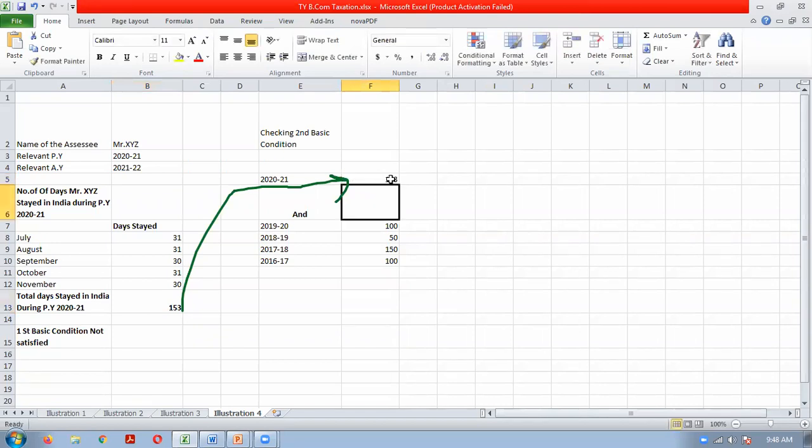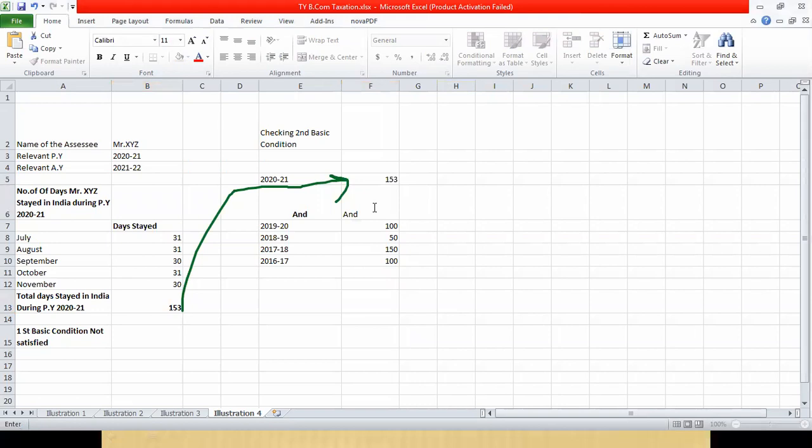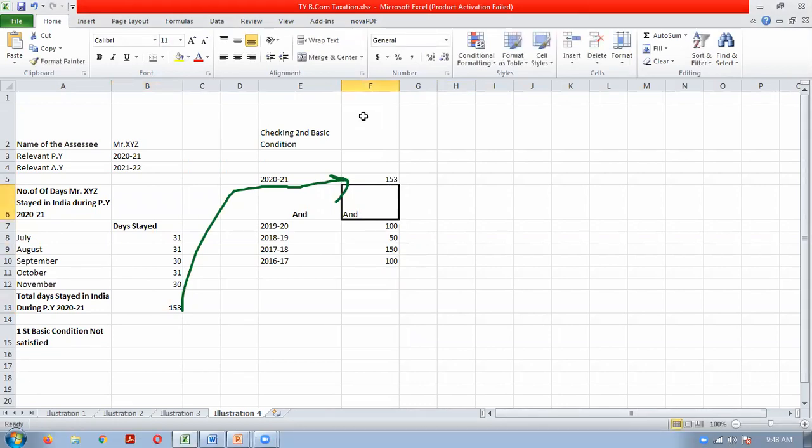Okay, 153 days. Now what we have to do? We have to do the total of these 4 years. How much is it? 400 days. So now let us check whether the second condition is satisfied or not.